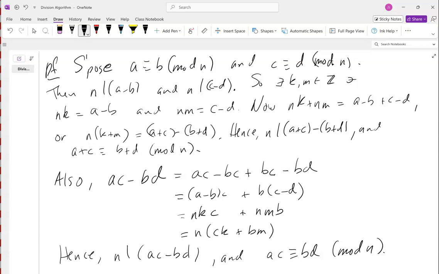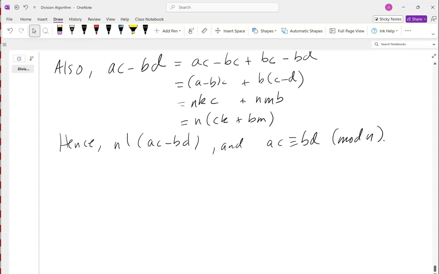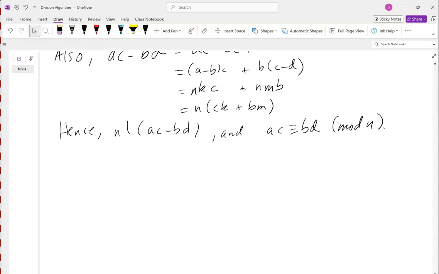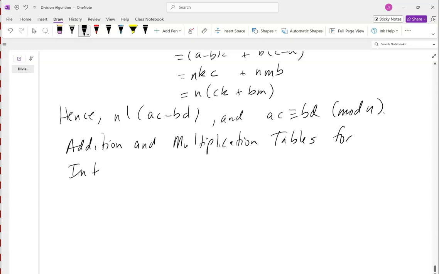All right. So from this, we can start talking about making up what I like to call basically arithmetic tables for certain structures. So let's look at addition and multiplication tables for the integers modulo 6.